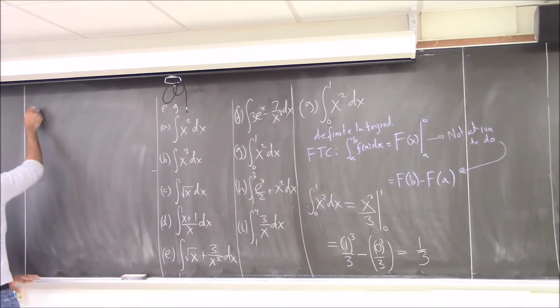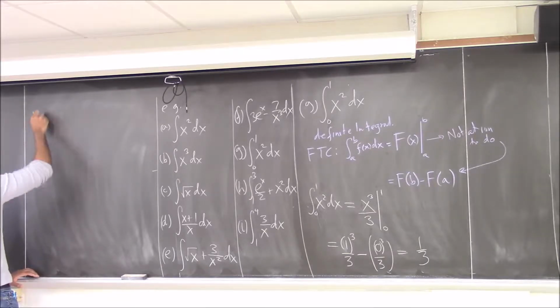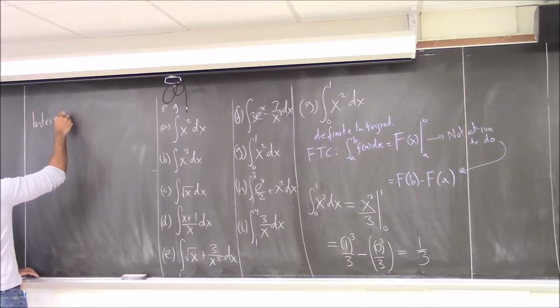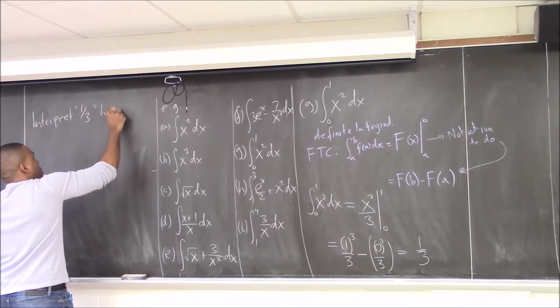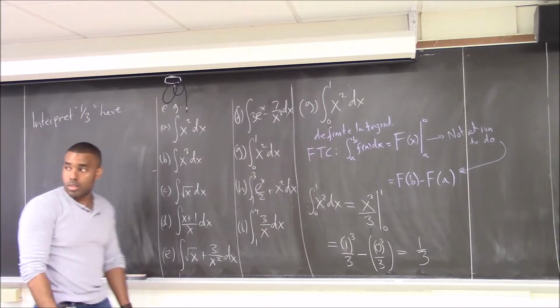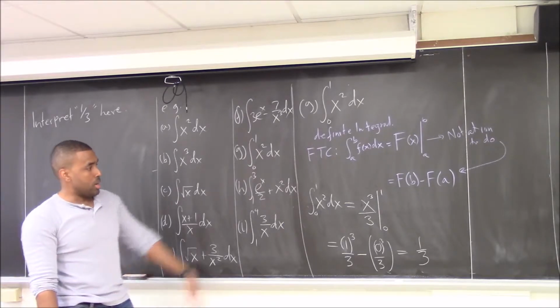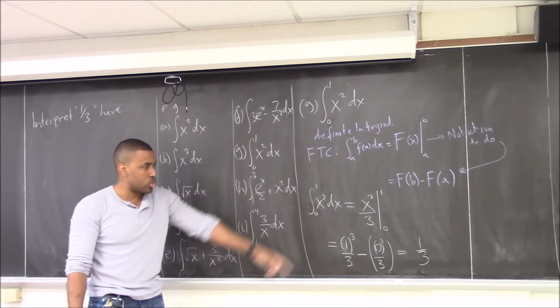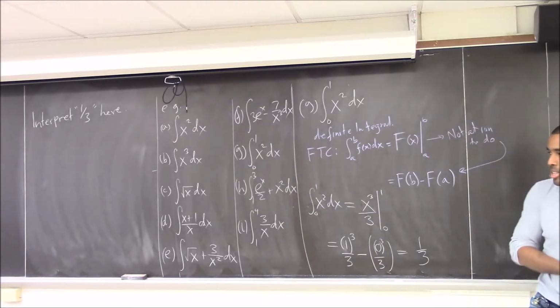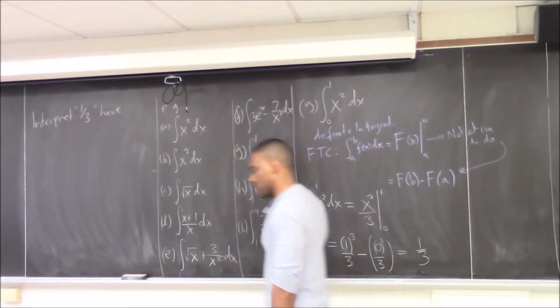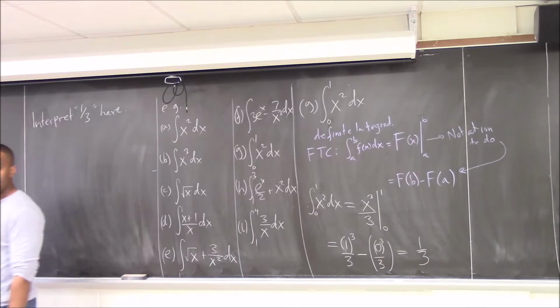Quick question before we move on. Interpret that 1/3. What does that mean, the 1/3? I computed the integral from 0 to 1 of x squared. The answer was 1/3. What does it mean to say that the integral from 0 to 1 of x squared is 1/3? What am I saying?